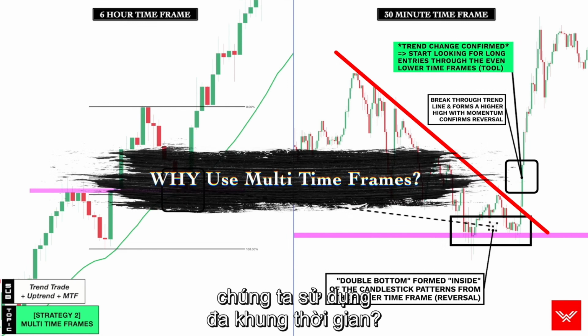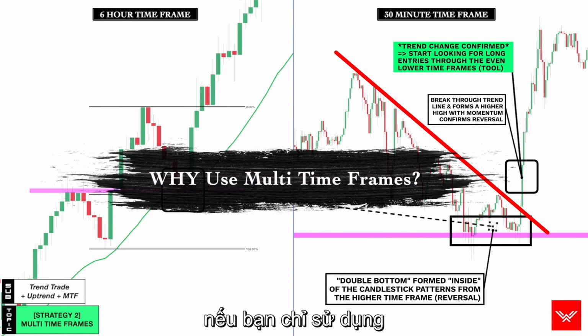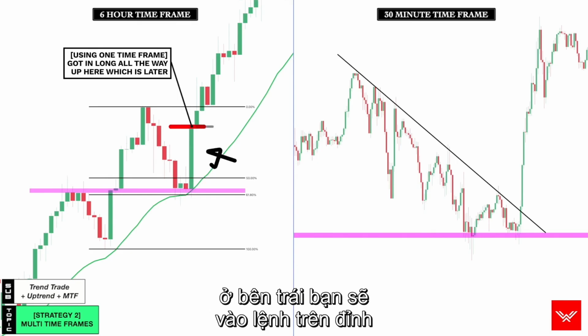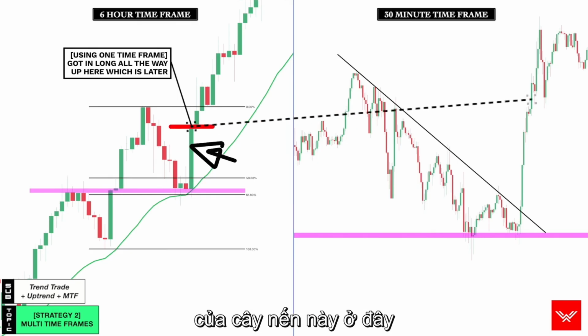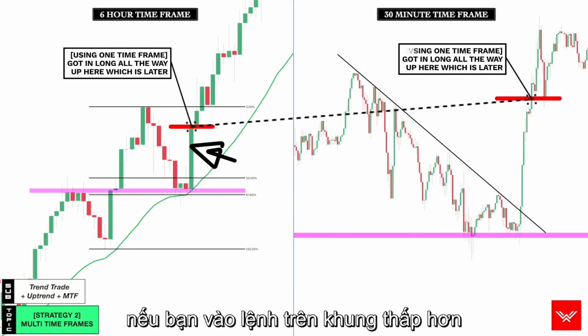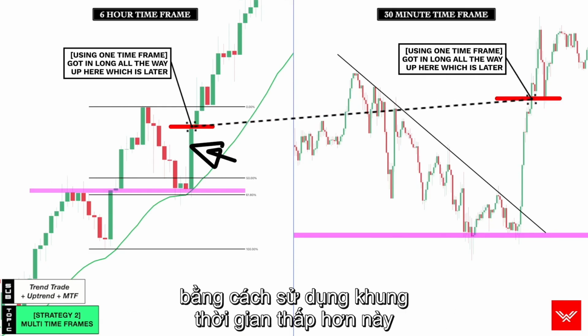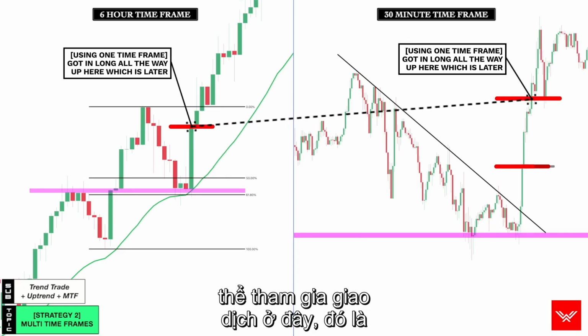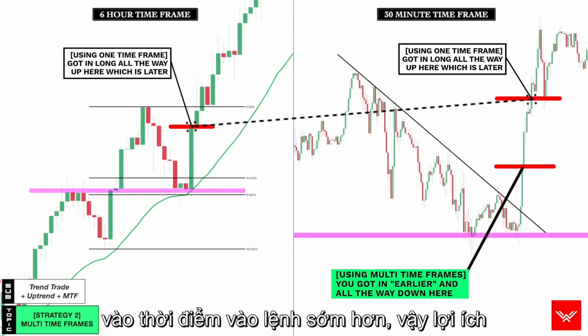So again, why are we using multi-time frames? If you only used the higher time frame on the left, you got in at the top of this candle here, which is roughly right here on the lower time frame. In contrast, by using this lower time frame on the right for an entry, you were able to get into the trade down here, which is at an earlier point.